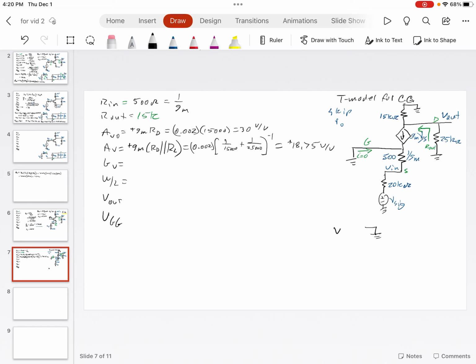Let's see. We'll draw ground there, and then we've got V sig, and VN is right on this node. 500 ohms and 20K. That is 1 over GM and R sig. So that's kind of upside down and goofy, so I could draw it this way.